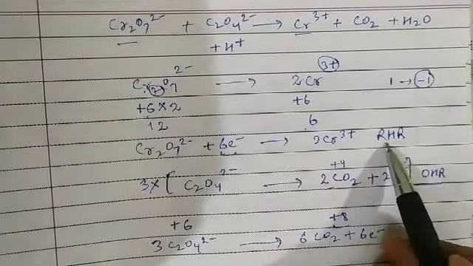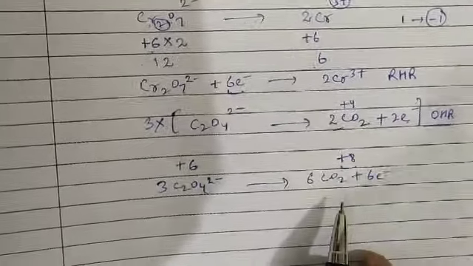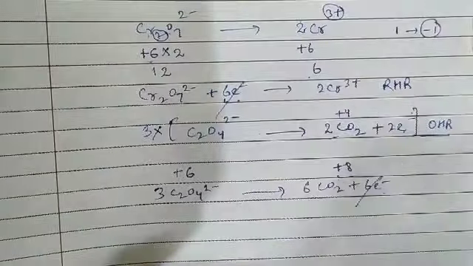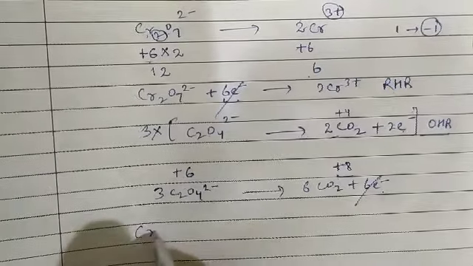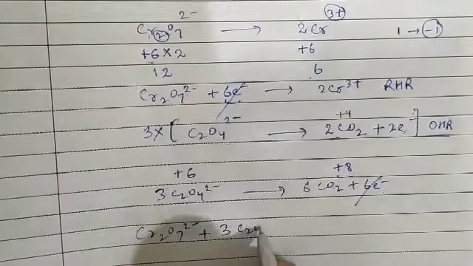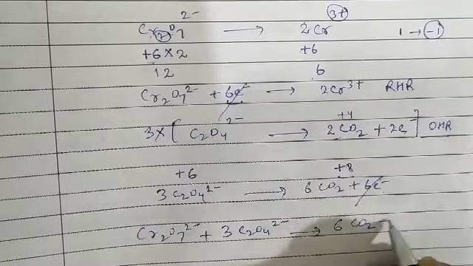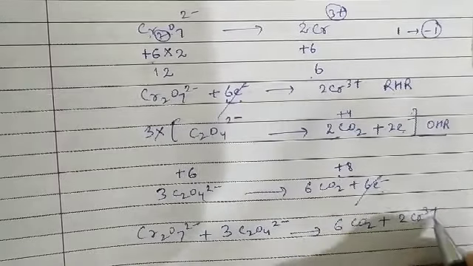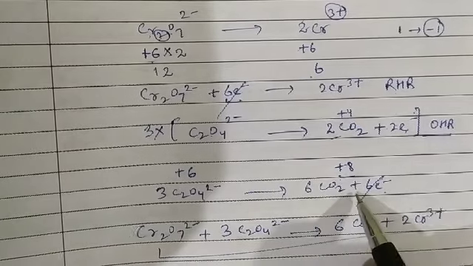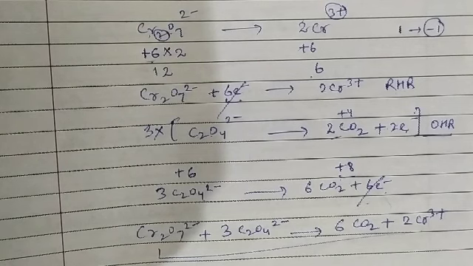Now add the reduction half reaction and the oxidation half reaction. The 6 electrons cancel out, so the net reaction will be Cr2O7 2- plus 3 moles of C2O4 2- changes into 6 CO2 plus 2 Cr3+. So this is the net reaction. The net electron exchange in this reaction is 6, so the electrons cancel out.